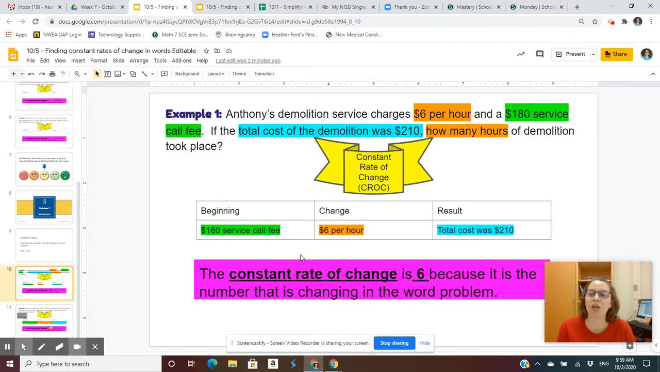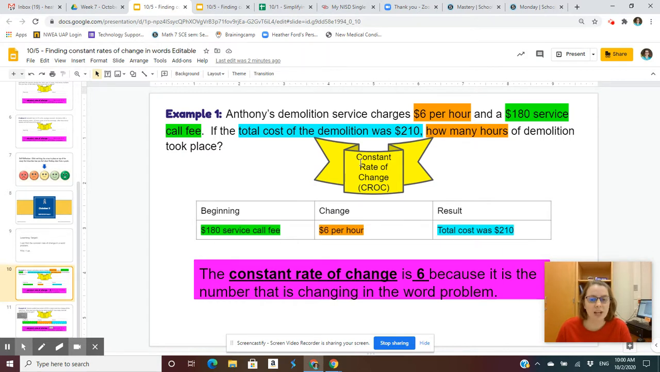Then we take a look at the $180 service call fee. So that is something that is constant. That is something that we have to begin by paying, okay, before we can even do any kind of demolition. And then the total cost of the demolition was $210. So that's our result. Okay, so when you take a look at this, the $180 service call fee goes in the beginning because that's your start, that's what you pay first. Then it changes by $6 per hour, okay? And then the result is a total of $210.